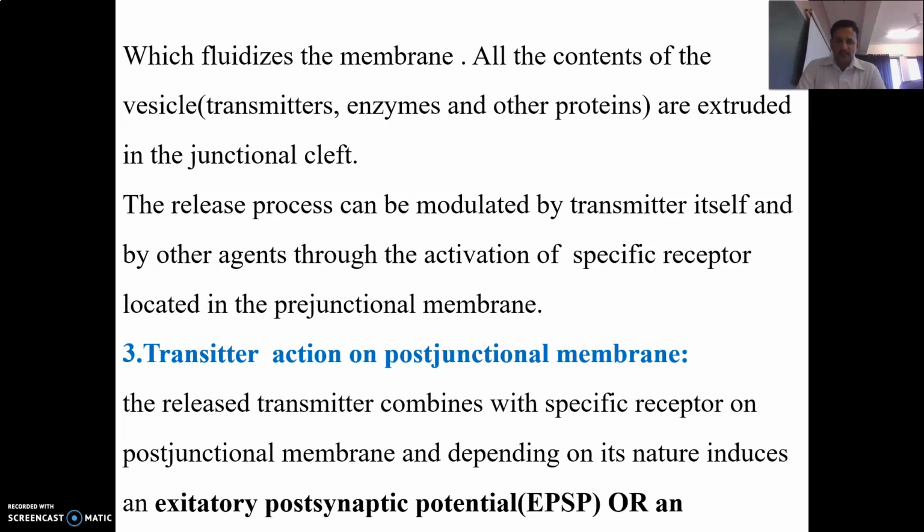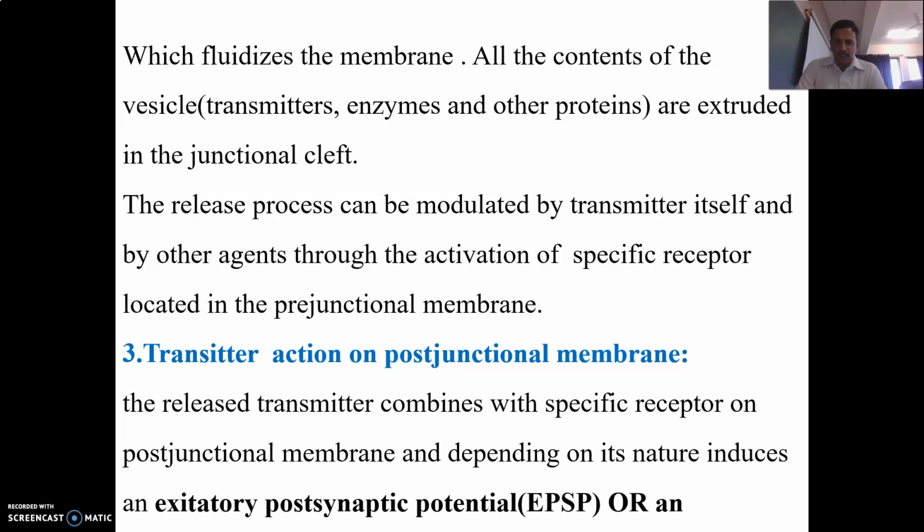Like this, the effect normally takes place in the body. But in pathological conditions, if this effect does not take place, in those conditions you give external hormones. Then this transmitter acts on the post-junctional membrane. They show again an excitatory effect or an inhibitory effect.